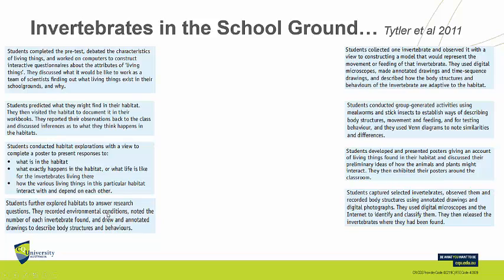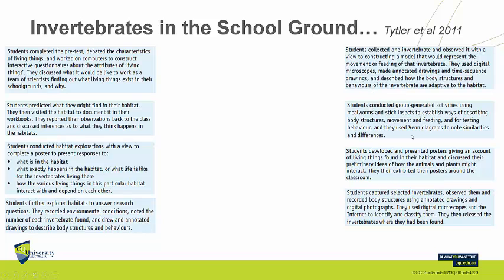All you need is a jar, some mesh, an elastic band. You can catch some invertebrates, and once you've caught them, you can begin the process of collecting and categorising these invertebrates. Students collected one invertebrate and observed it with a view to constructing a 3D model that would represent the movement or feeding of that invertebrate. They used digital microscopes, made annotated drawings and time sequence drawings, and described how the body structures and behaviours of the invertebrate adapt to the habitat. So they're hypothesising here.